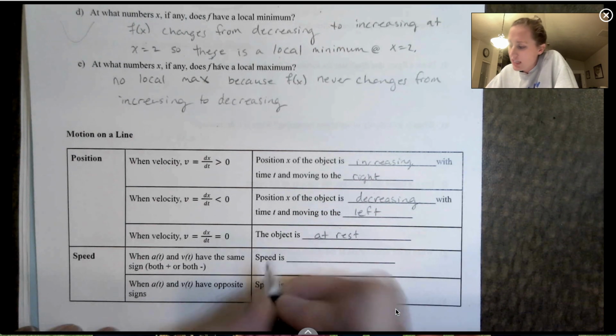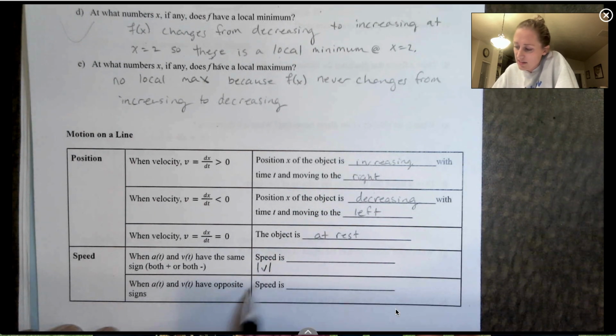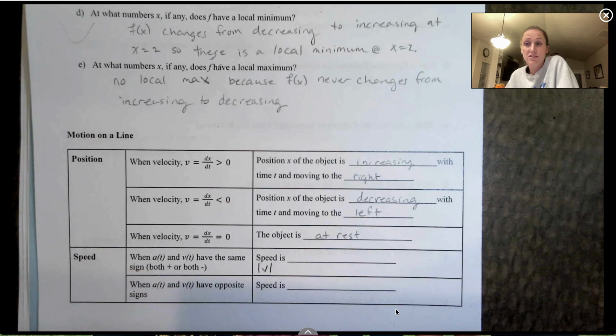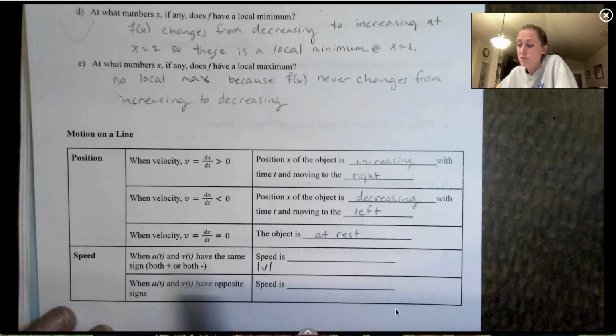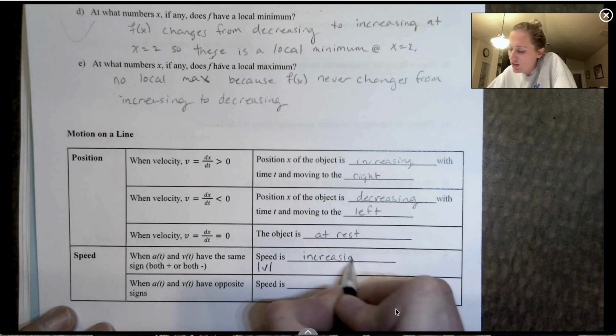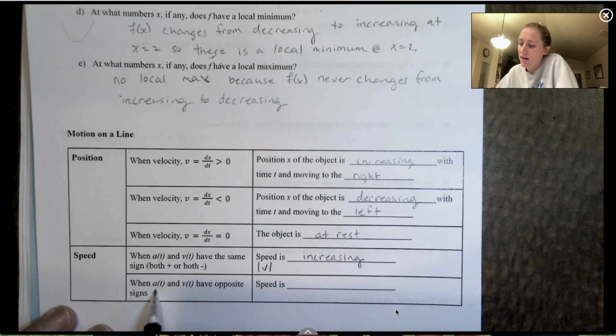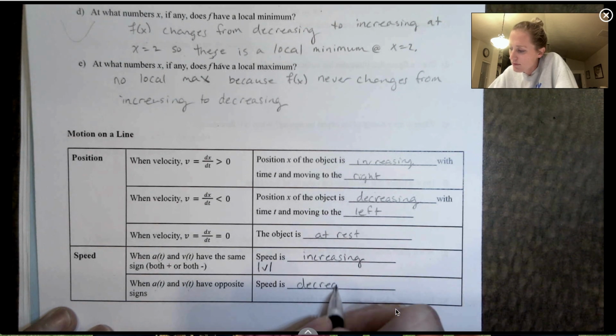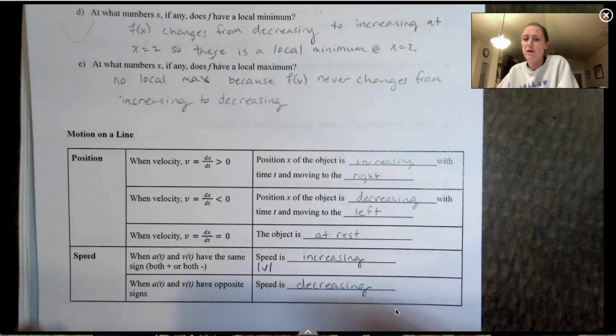And remember, speed is the absolute value of velocity, just as a reminder. So we want to know if our speed is increasing or decreasing. Velocity could be positive or negative. Speed is always positive, but we can tell if our speed is increasing if our acceleration and velocity have the same sign. So we're going to say it's increasing when that happens. When my acceleration and velocity have different signs, our speed is decreasing. Okay, so we're going to do a problem utilizing this motion along the x-axis.